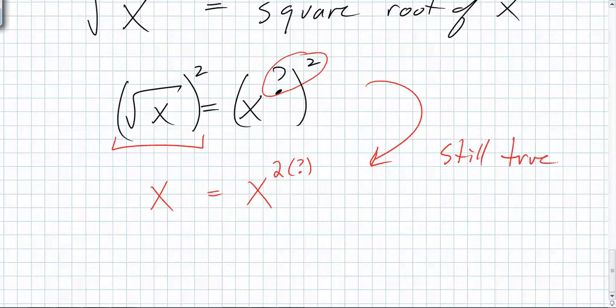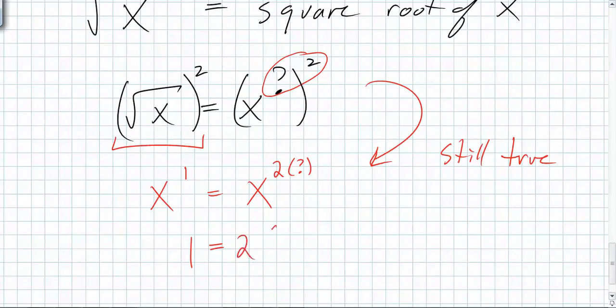It's the same relation. What's the power on the left? 1. The invisible power is 1. So we know that x to the first equals x to the 2 times question mark. If x to the first equals x to the 2 times question mark, what has to be true? This is the same x on both sides, so what does 1 have to equal?